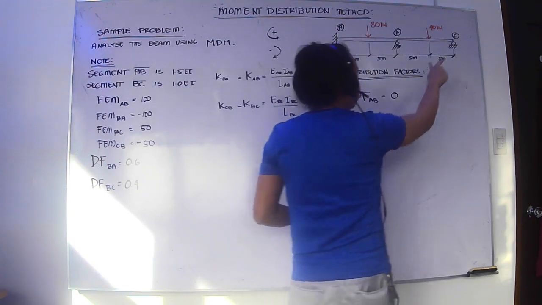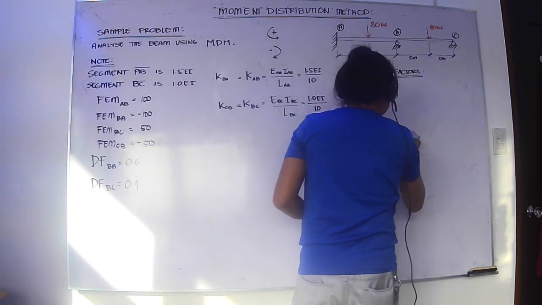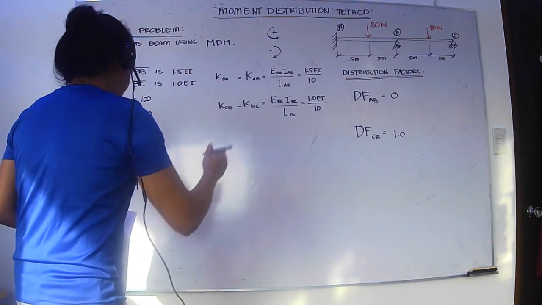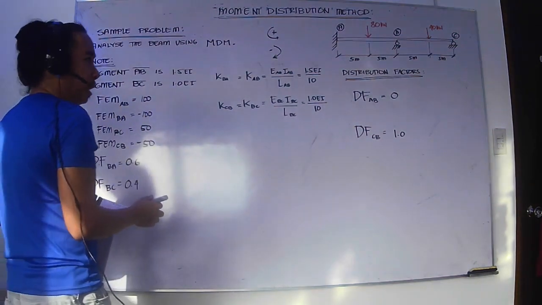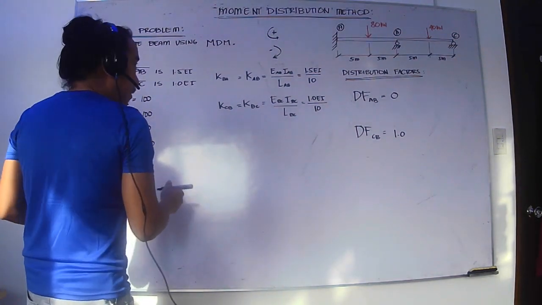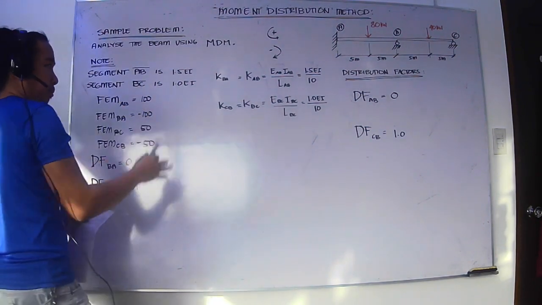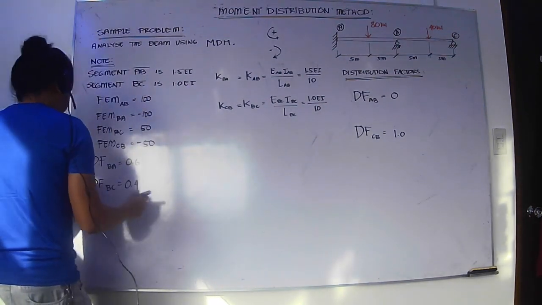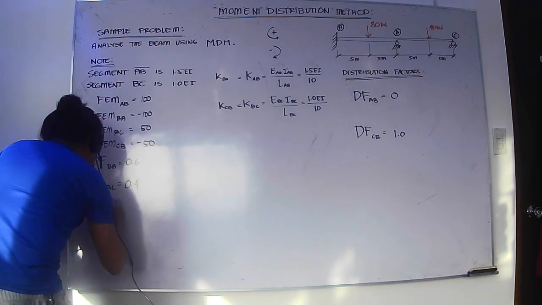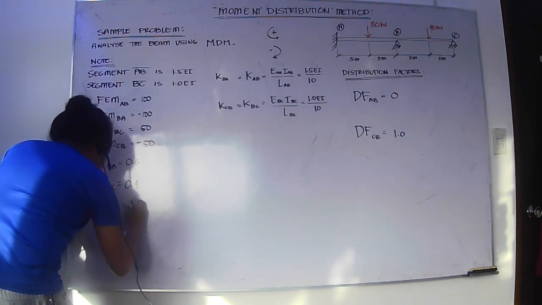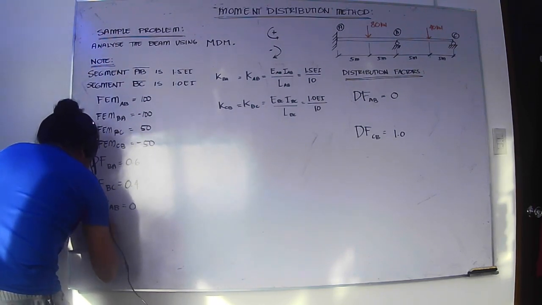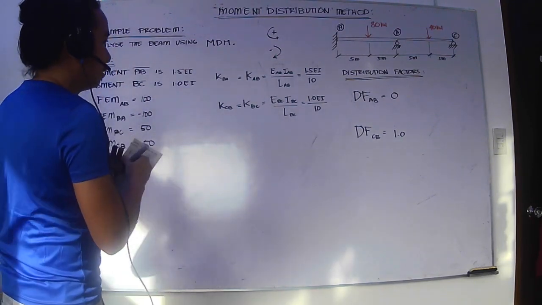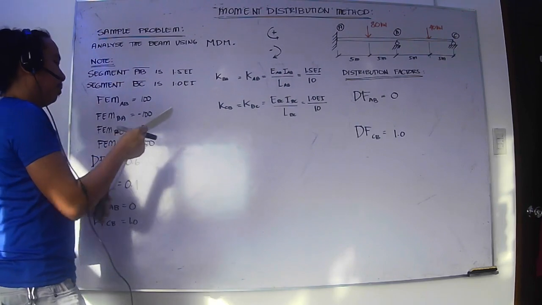Okay? If it's a simple support, an exterior simple support, that should be 1. You can try to derive it using those equations. It is possible, but you will be dealing with infinities. So we will just keep this in mind. DFAB is equal to 0. DFCB is equal to 1.0. If fixed, it is 0. If simple support, 1.0, okay?